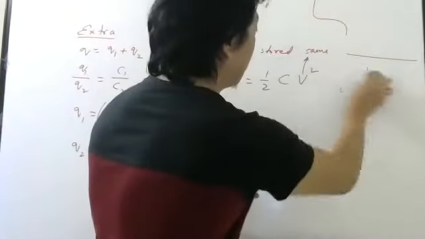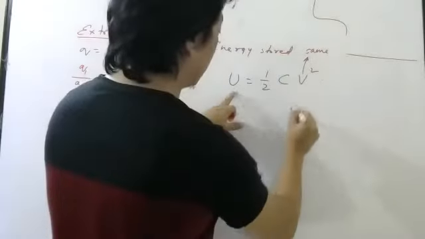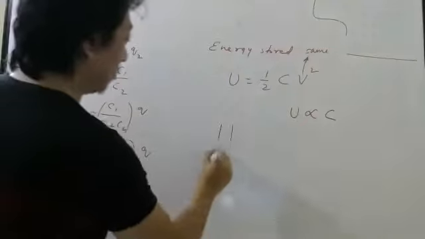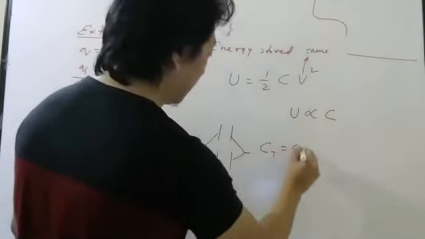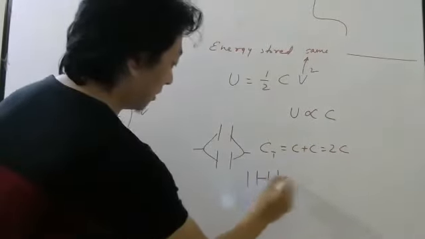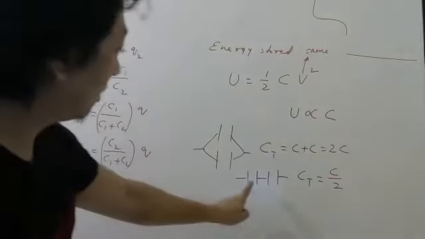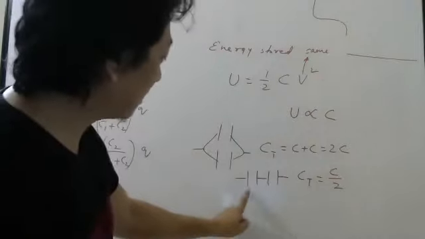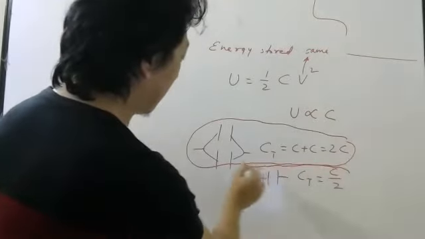So V will be the same. If voltage is the same, then it is very clear that energy stored will be proportional to capacitance. So in parallel, when you use the two capacitors, total capacitance will be how much? C plus C, 2C. In series, total capacitance will be C by 2. Why C by 2? C into C divided by C plus C. So you can see in which case you get more capacitance.